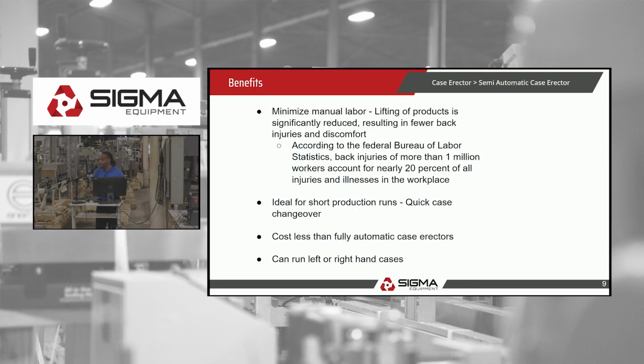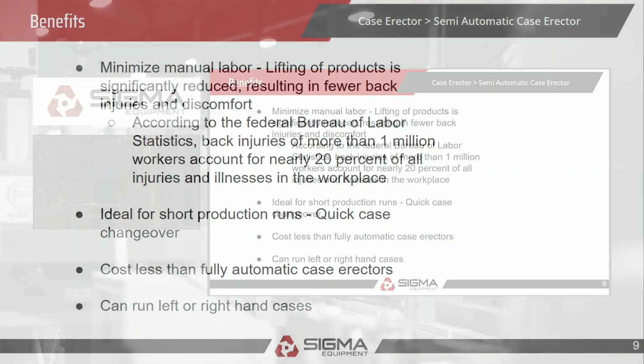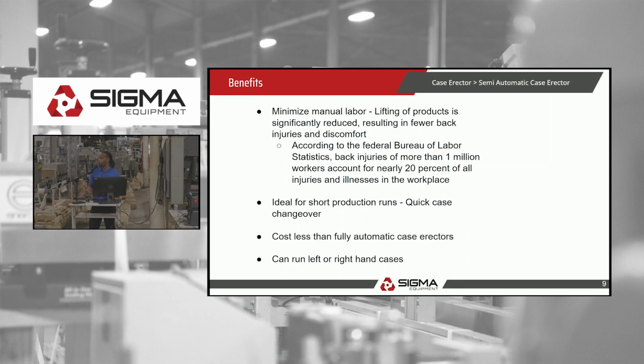So the benefits of a semi-automatic case erector is that it can minimize the manual labor. Lifting products is significantly reduced, resulting in fewer back injuries. According to the Federal Bureau of Labor Statistics, back injuries of more than 1 million workers account for nearly 20% of all injuries and illnesses in the workplace. So if we can reduce that for a client, that can help significantly.